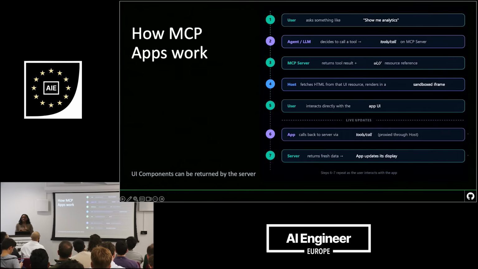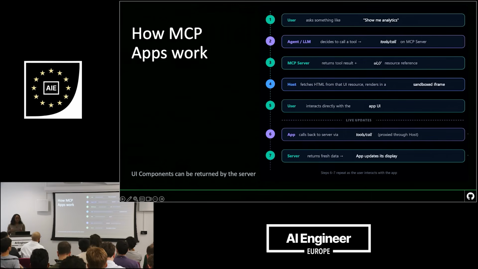MCP has MCP resources, and this reference will point to an HTML element that the server has generated and stored. Then the host, not the client, it wouldn't be GitHub Copilot, but the host, which is VS Code, is going to fetch the HTML from that UI reference that was referenced from the server.